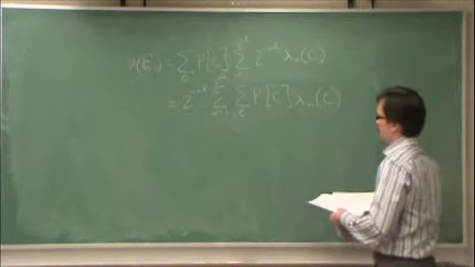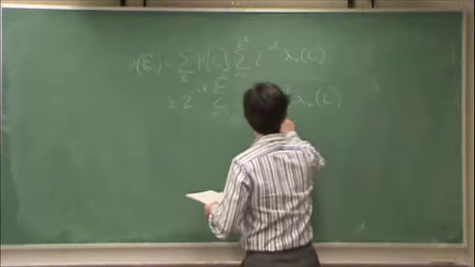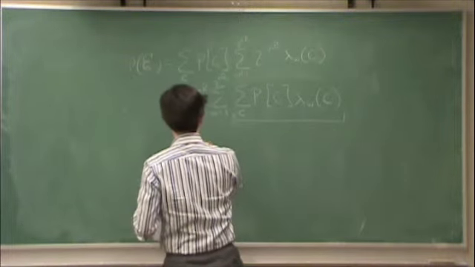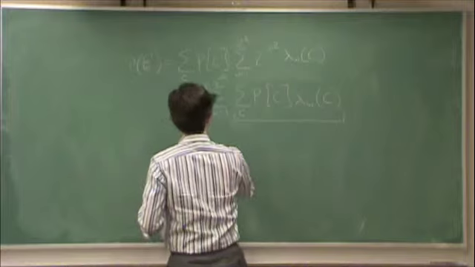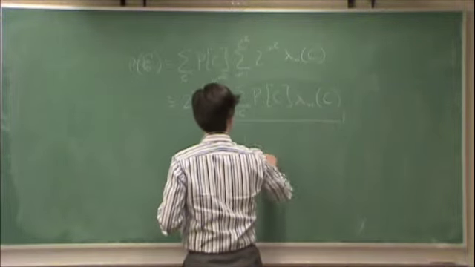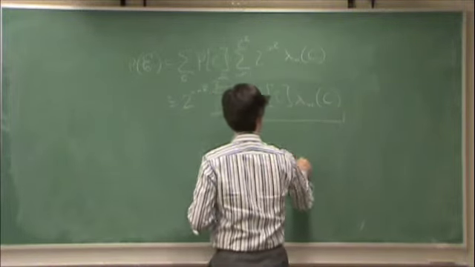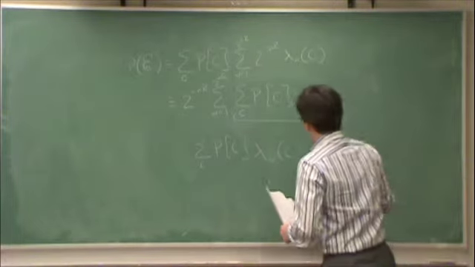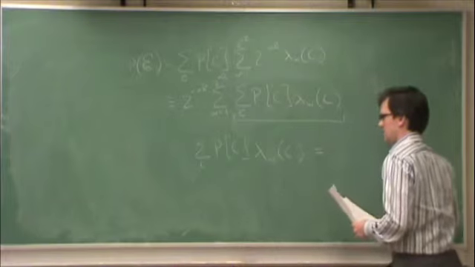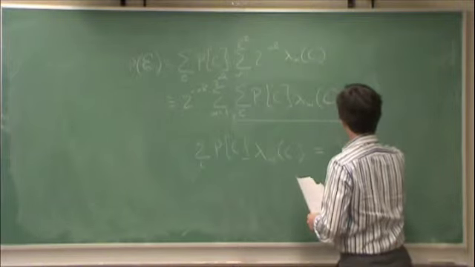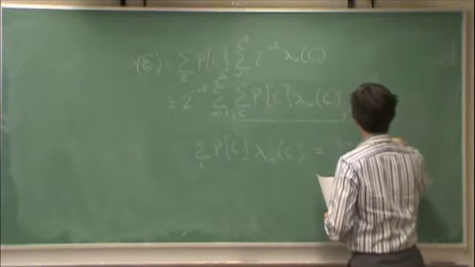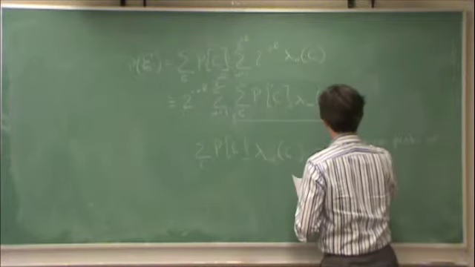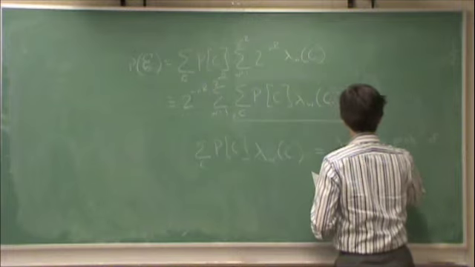Okay, let's look at this inner sum. What is this? Let's write that separately. In words, this is the average error probability of message W.